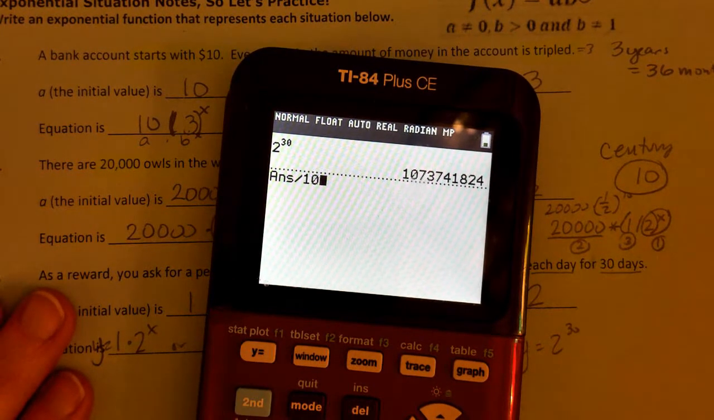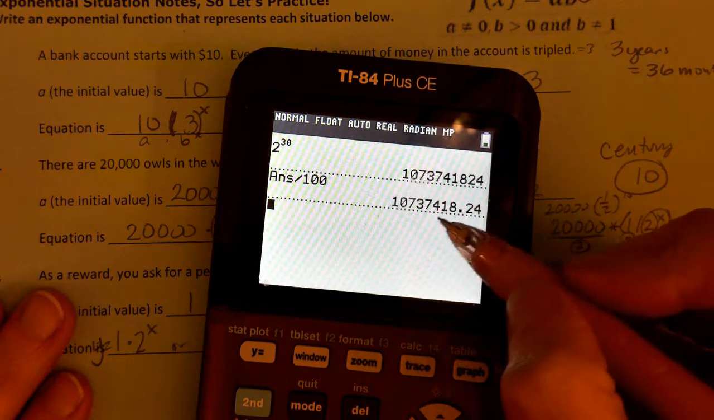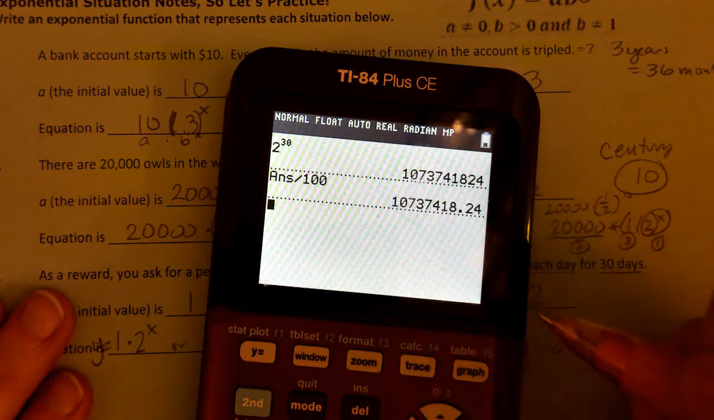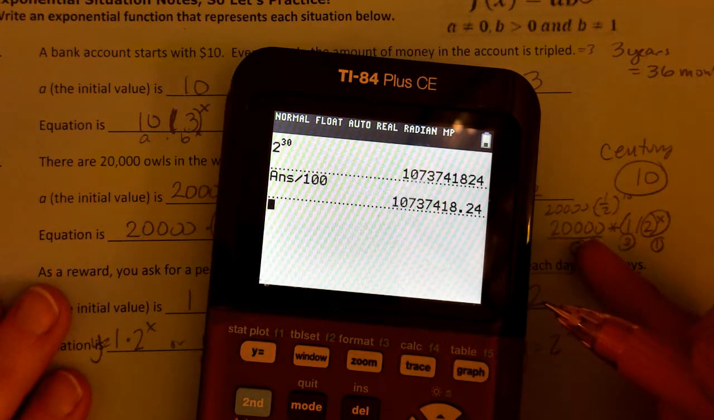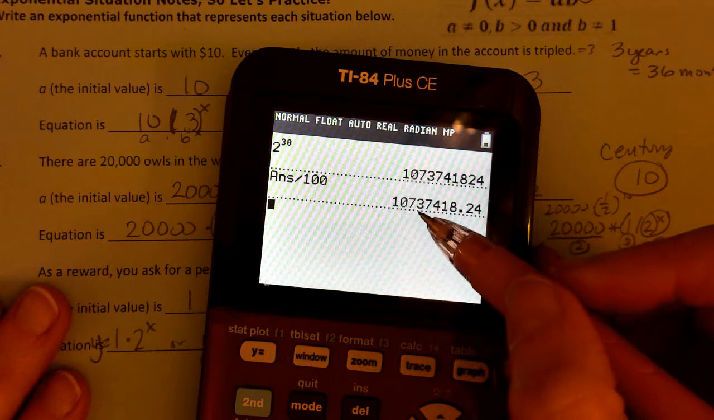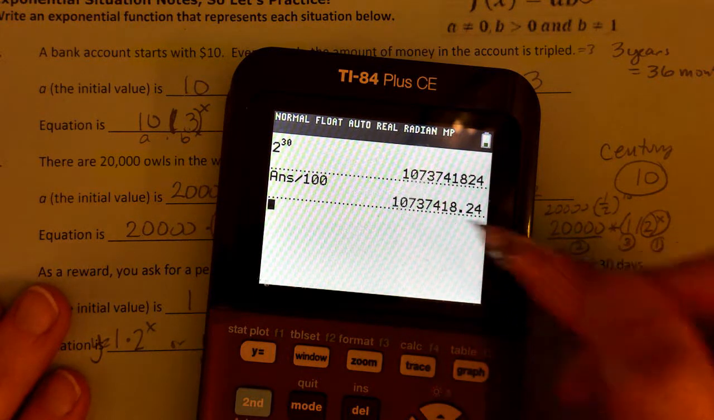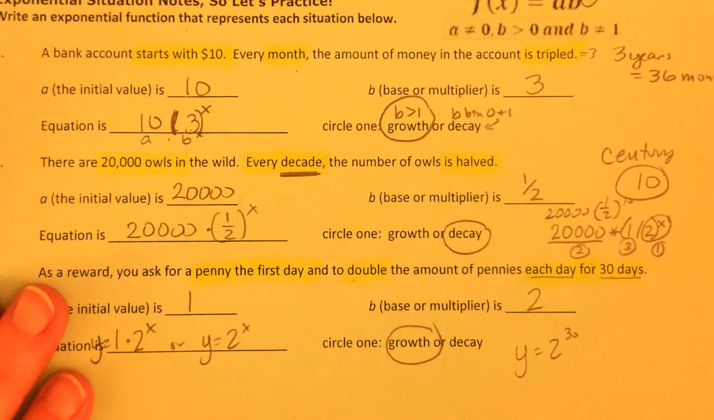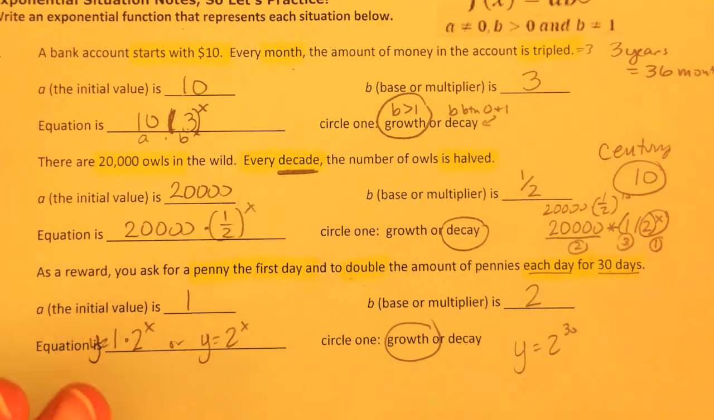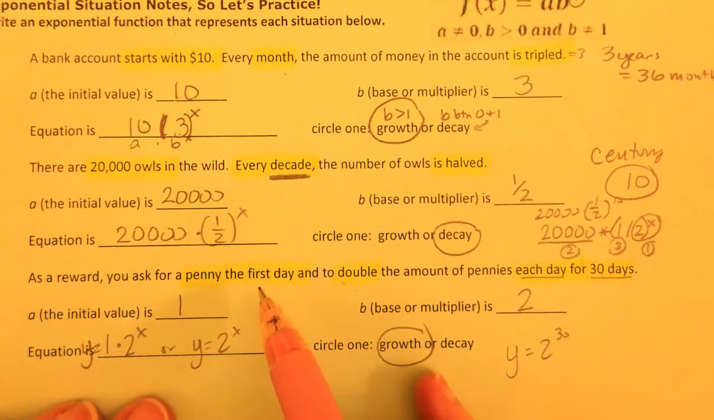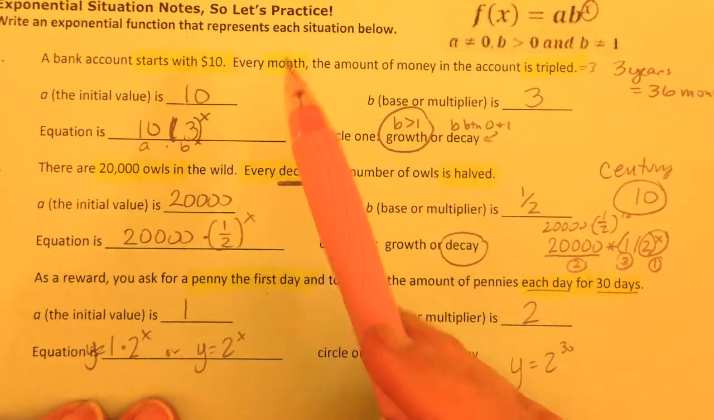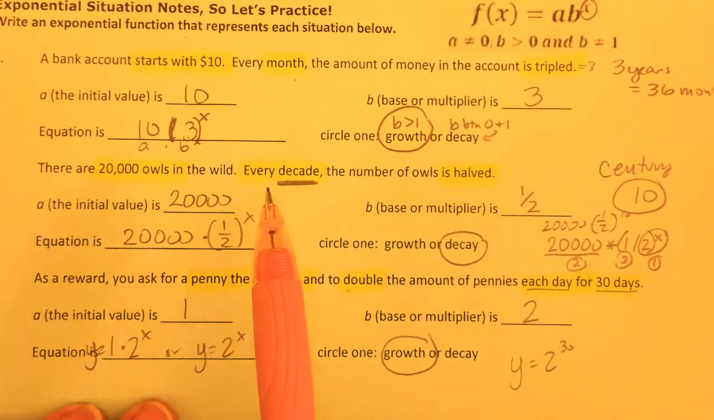If we divide by 100, that tells us we're going to have $10,737,418.24. Is that crazy? That is a ton of money. Okay, exponential growth is fabulous. Like, seriously, I got to find this person who's going to give the penny and double them. Then I got to find this person with his bank account. I'm not so concerned about the owls, but I'm all about the money.